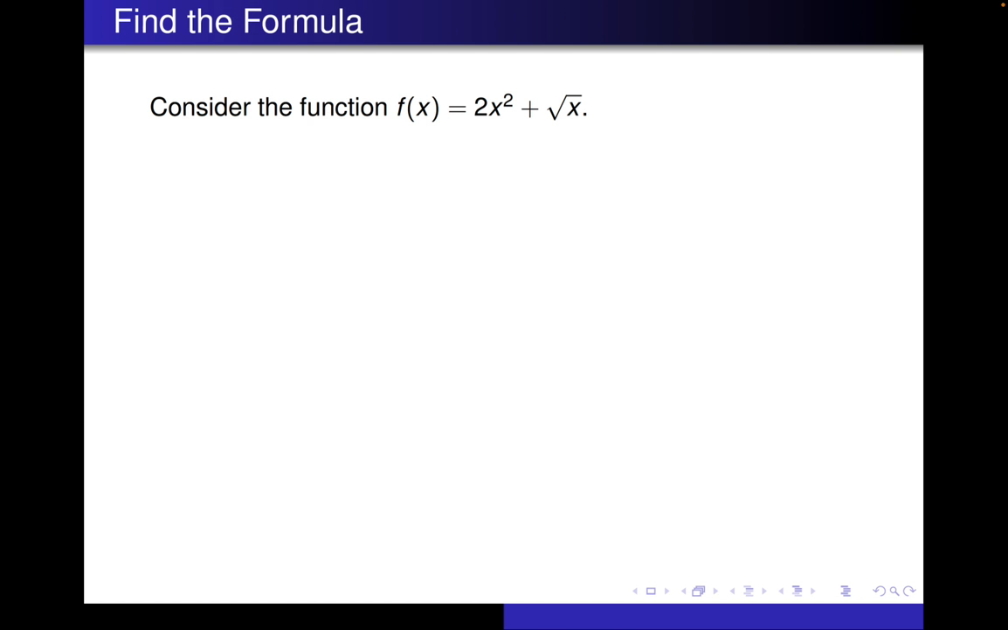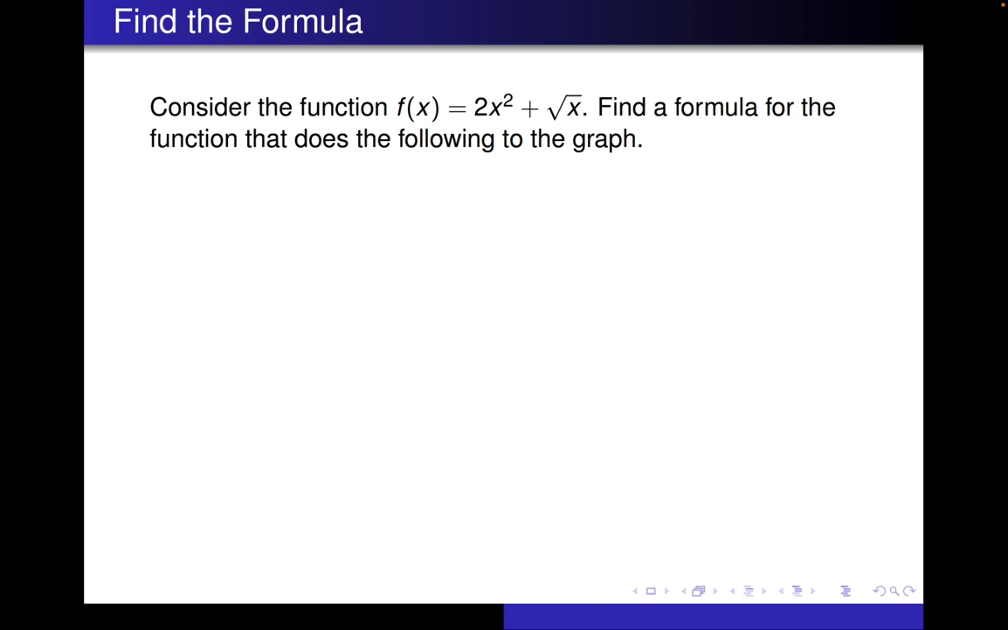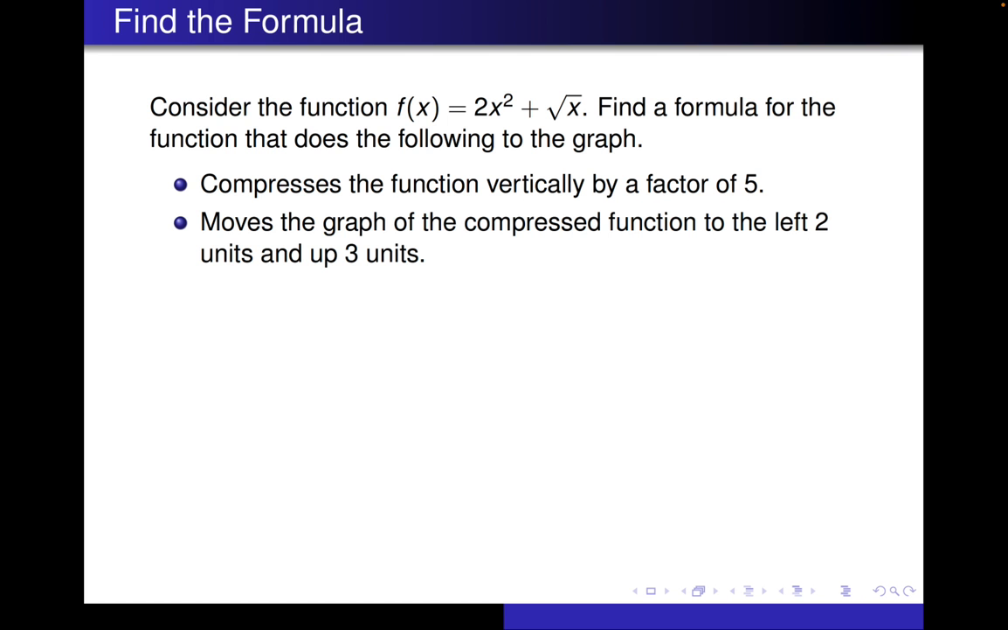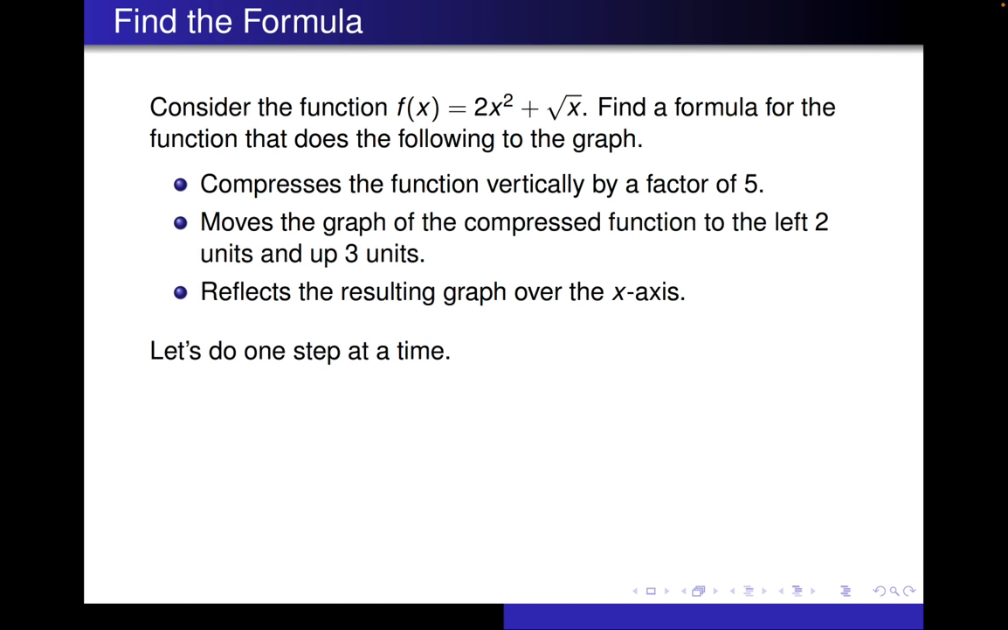All right, so the first function we're going to look at is f of x equals 2x squared plus square root of x. And what we're going to do is the following transformations. We're going to compress the function vertically by a factor of 5. We're going to move the graph to the left 2 and up 3. And then we're going to reflect the resulting graph over the x-axis. All right, one step at a time.